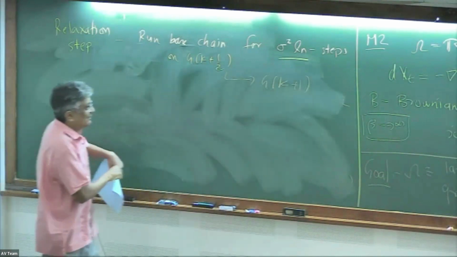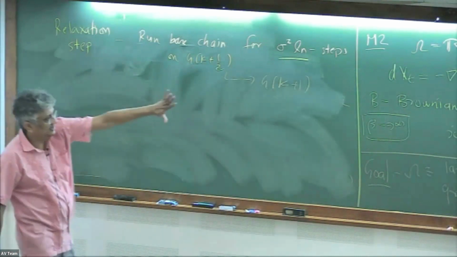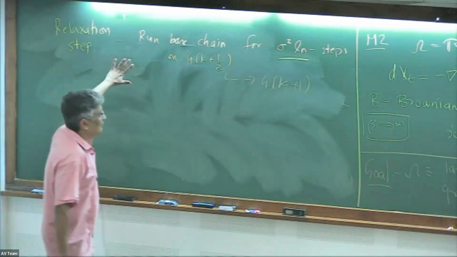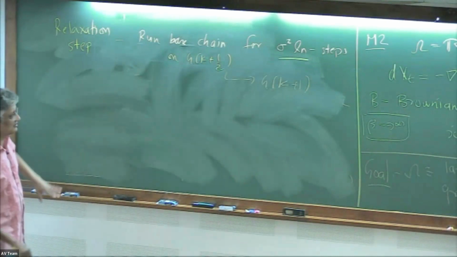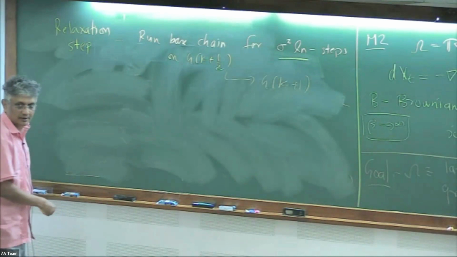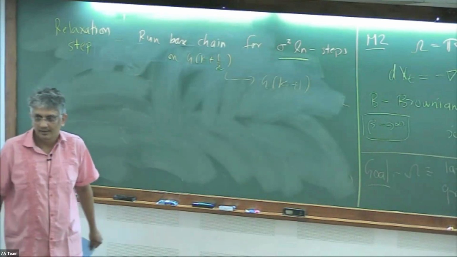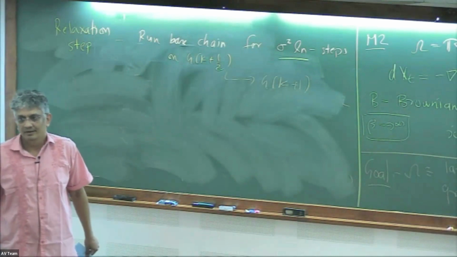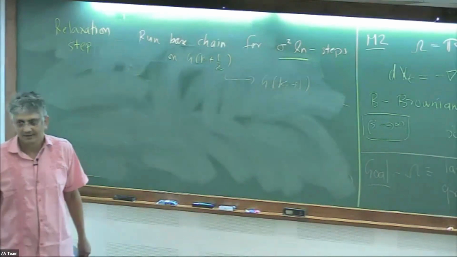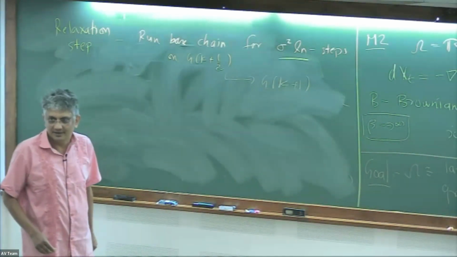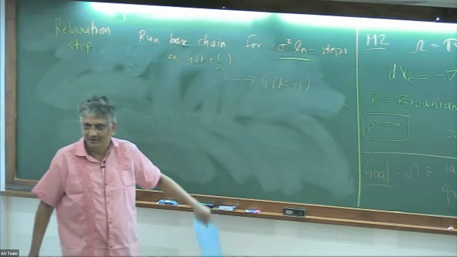If this step is bothering you, just don't worry about this. Take it as that's the chain. But I will let sigma go to 0 eventually to get the final answer. That's right, yeah. And ln is another parameter. Another parameter, that's right. So I have several parameters floating around.